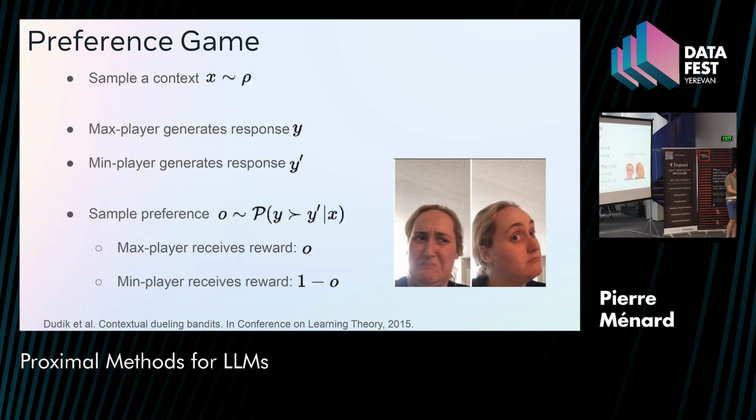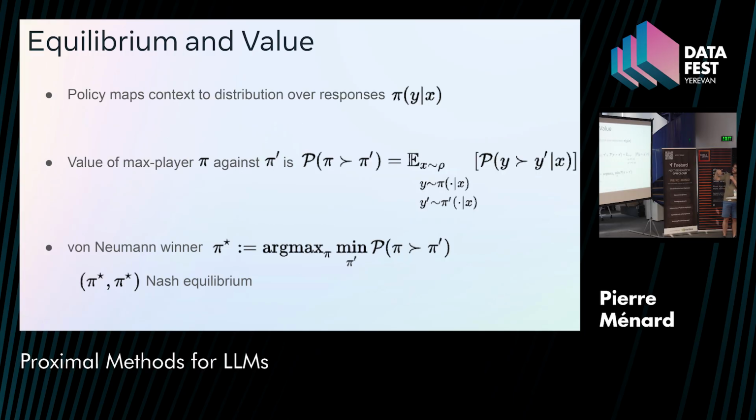What is nice is that once we have formulated this preference game, we can use all the quantities we know in game theory to define what an optimal completion is in this setting, in particular, what an optimal policy is. I will call a policy something that maps a context to a distribution over completions. So it's basically your LLM, when you first input the prompt and let it generate the completion.